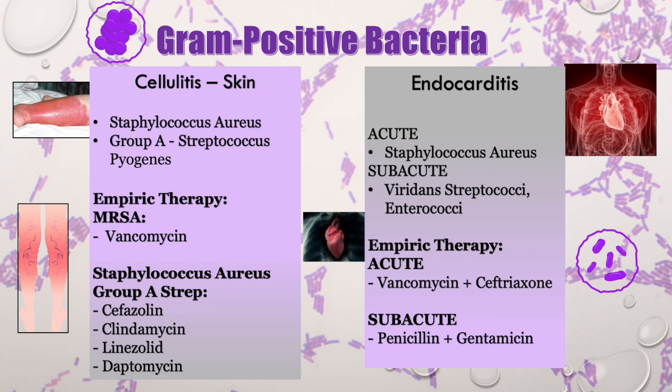You could also get endocarditis from gram-positive bacteria. Acute endocarditis usually has Staphylococcus aureus, and subacute is viridans streptococci or enterococci. And for the acute version of endocarditis that has the Staphylococcus aureus, we want to, again, use vancomycin and ceftriaxone together. And for subacute, you want penicillin plus gentamicin.